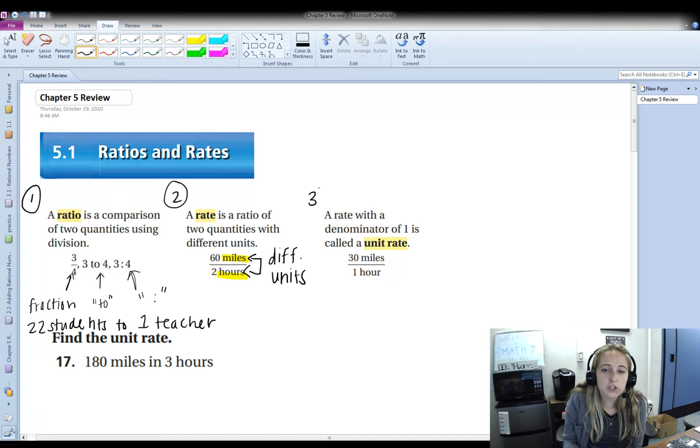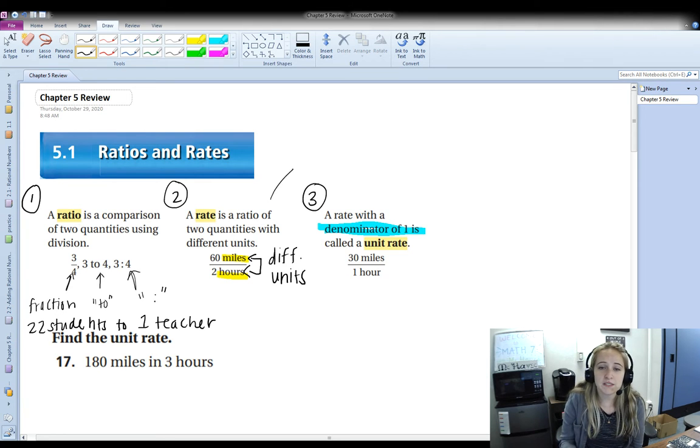And then finally, our third definition is a rate with a denominator of 1 is called a unit rate. So make sure that we underline this, denominator of 1. That tells us that it's going to be a unit rate if the denominator is 1.